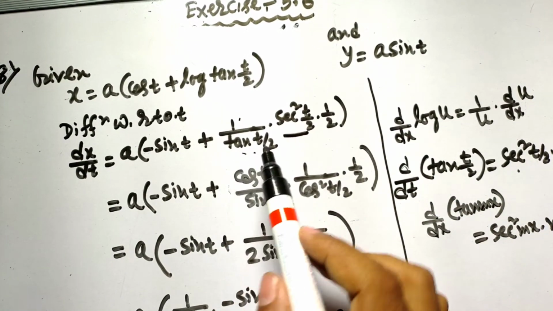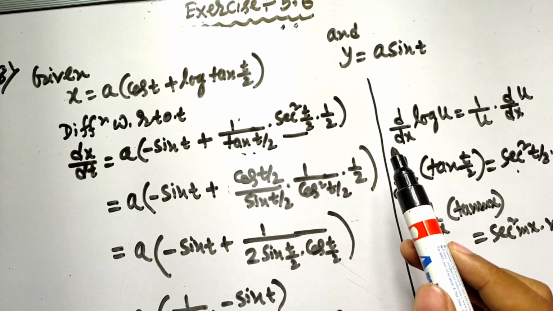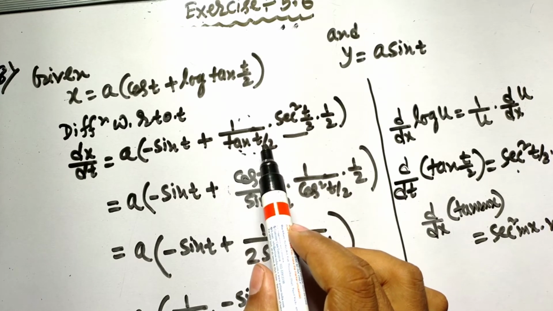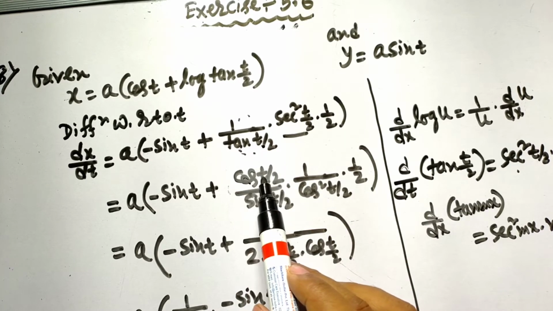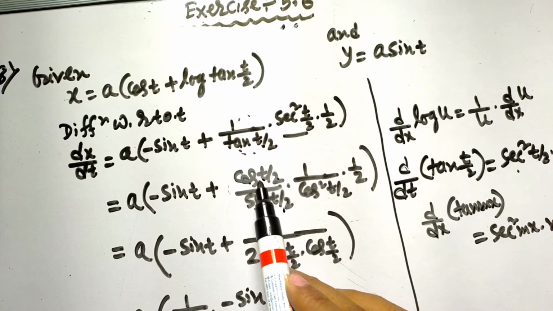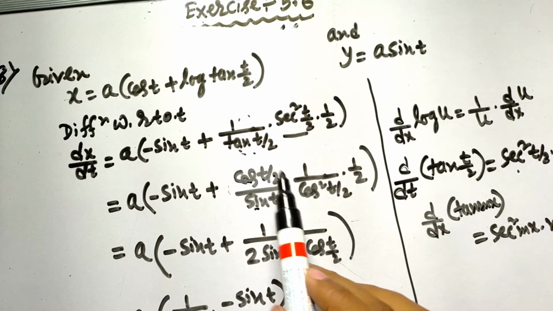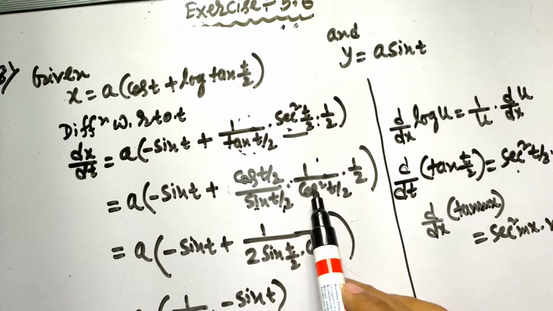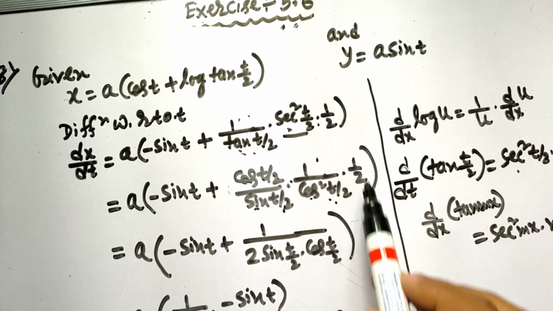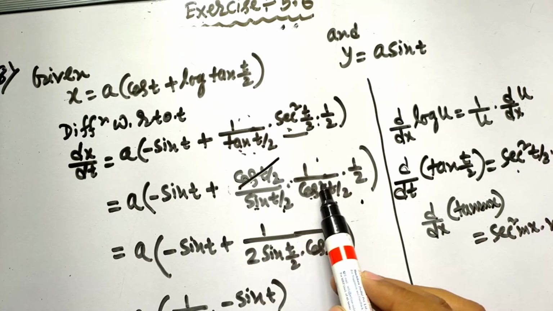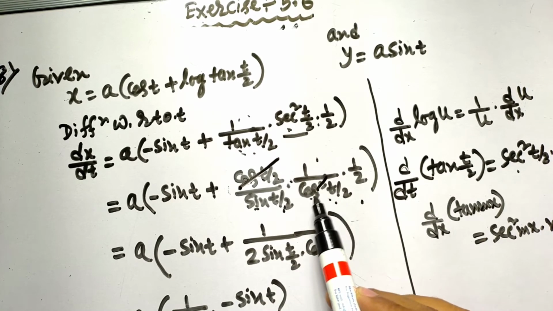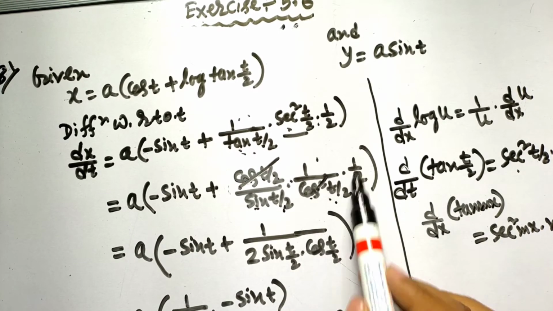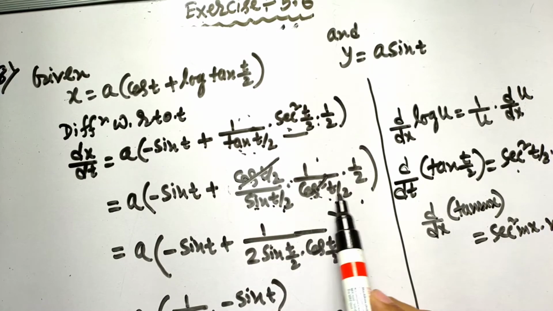1 by tan theta is cot theta, we know, and cot theta you can write as cos theta by sin theta. So 1 by tan(t/2) is cot(t/2), which you can write as cos(t/2) by sin(t/2). Sec square theta you can write as 1 by cos square theta. So sec square(t/2) is 1 by cos square(t/2) into 1 by 2. So this cos(t/2) and the other cos(t/2) will vanish. Next, a into minus sin t plus 1 by 2 into sin(t/2) into cos(t/2).